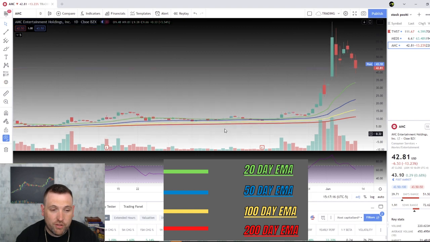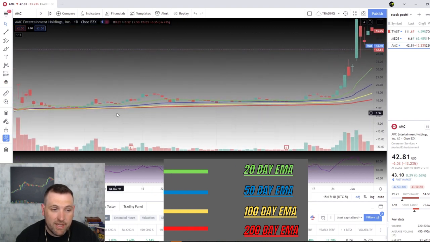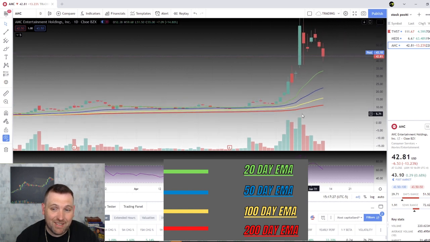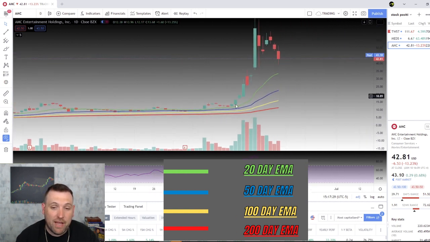No matter what chart we look at, these EMAs are going to have the same effect. And it doesn't even matter what type of investment it is. This works on cryptos, this works on gold, this works on anything. Anything that can be charted and have EMAs calculated into it, this will work with.